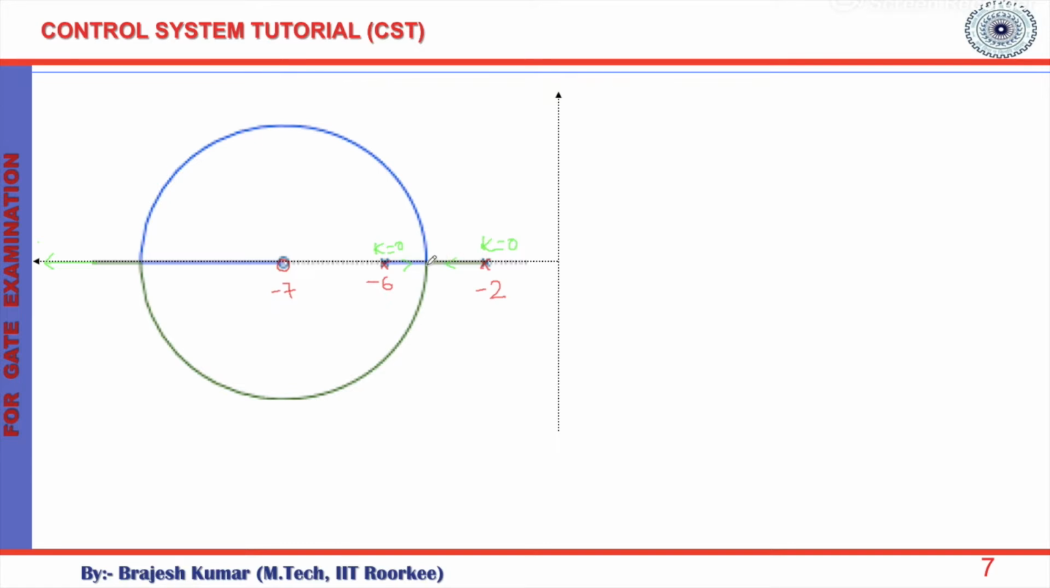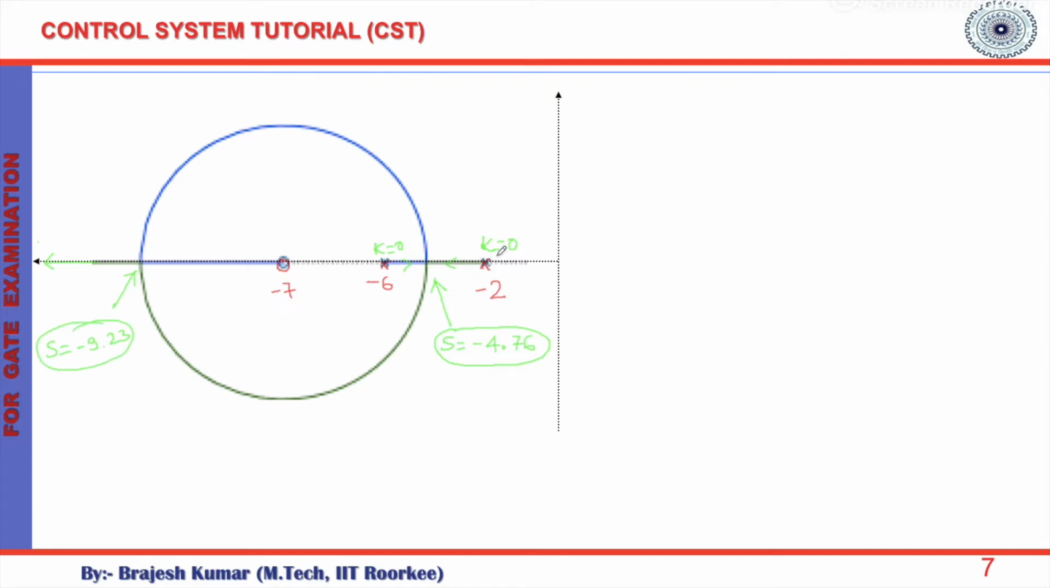At a particular point you will encounter a breakaway point, which is found to be s equal to -4.76. If you calculate the breakaway points, one is this one and the second is this one, s equal to -9.23. Clear?